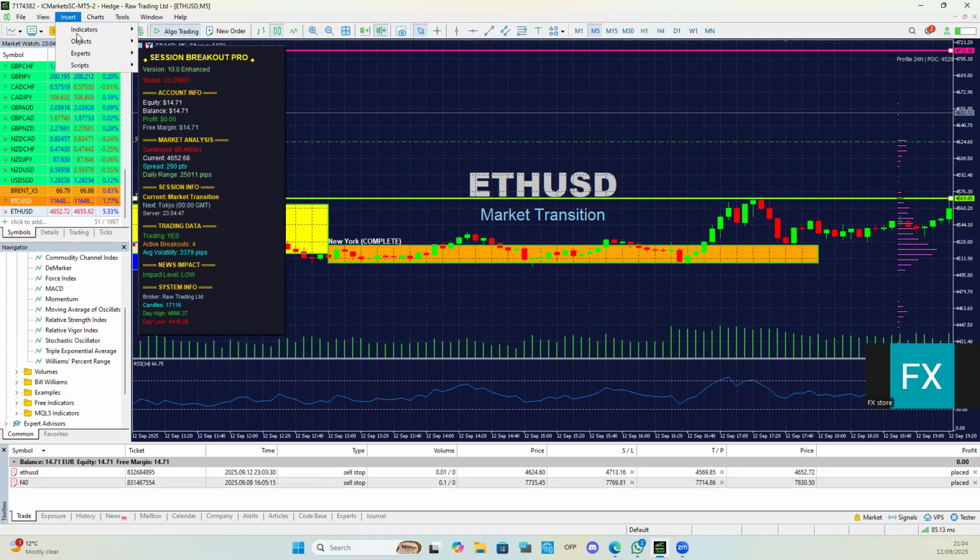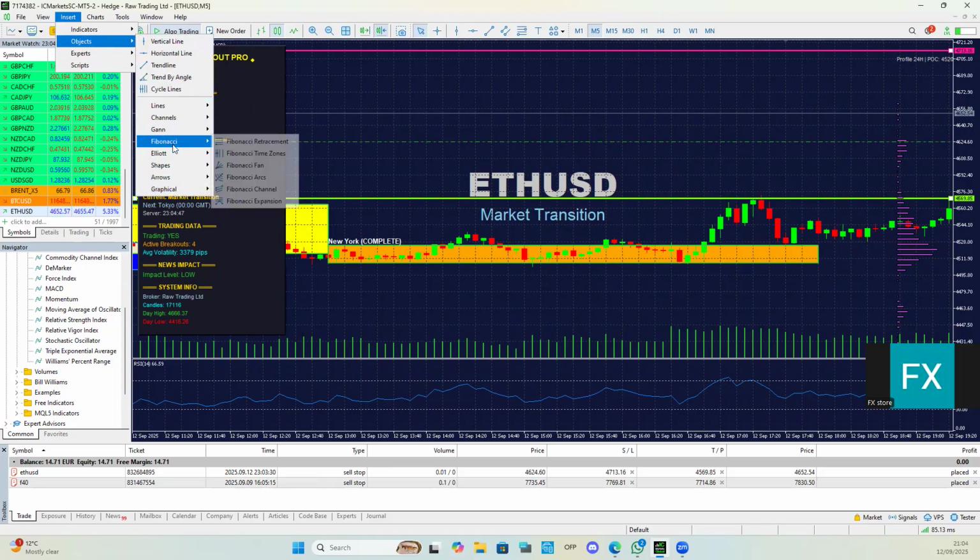objects, and oh my god, I'm so bad with MT5.